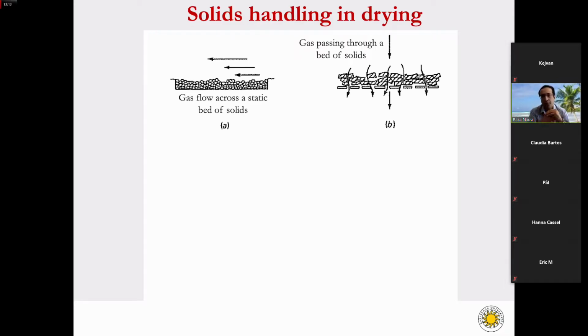This is also a process in which air or gas passes through the bed of the solids. So we try to increase the contact between the air or the gas and the wet solid.